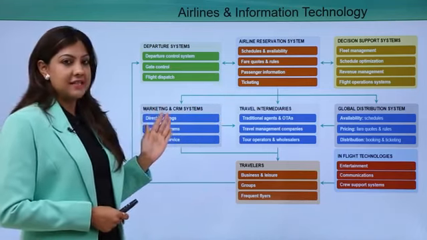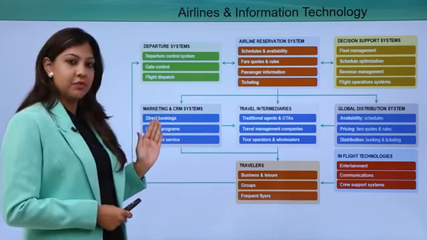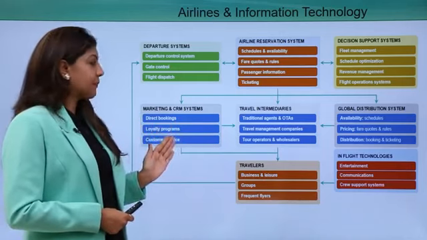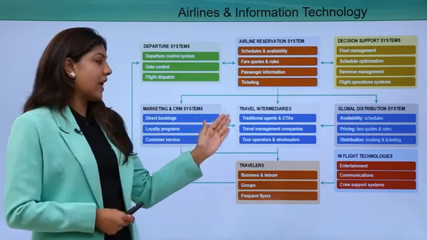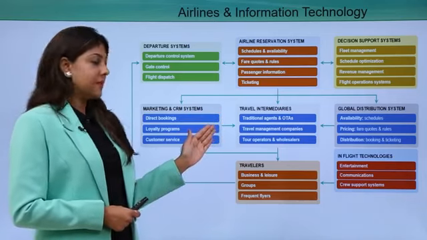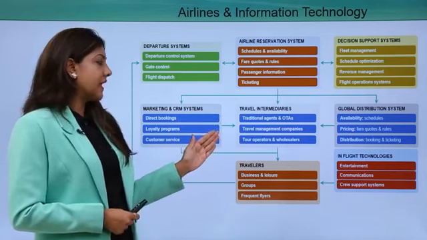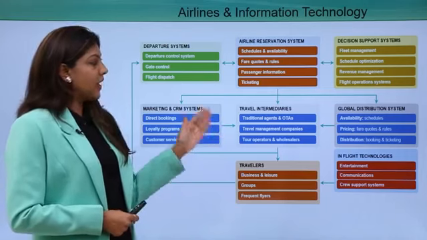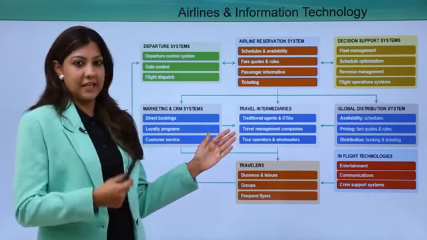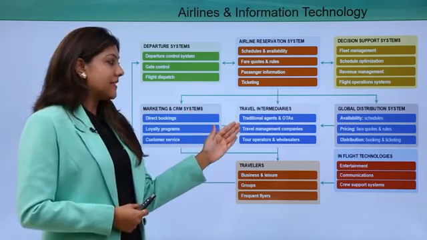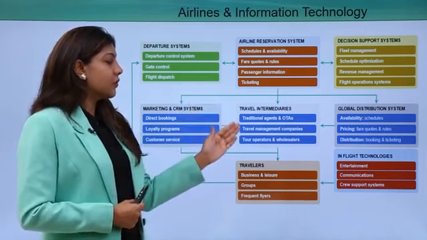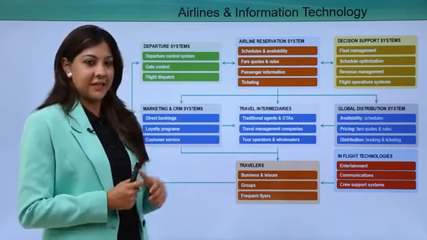Under marketing and CRM systems, we have direct bookings, loyalty program and customer service. Under travel intermediaries, we have traditional agents and OTAs, travel management companies as well as tour operators as well as wholesalers. Under global distribution system, we have availability, schedules, etc. Pricing, that is the fare codes as well as the rules on these fares. Distribution, which has booking and ticketing.